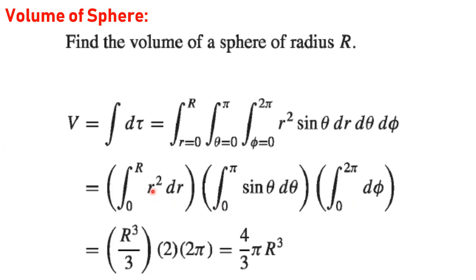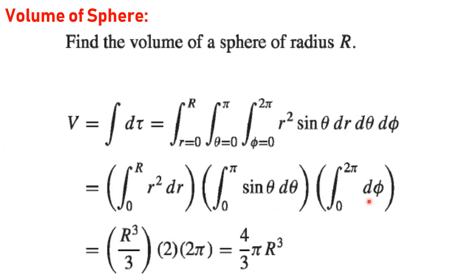This integral will give me r cubed by 3. When I put the limits, capital R for r and 0 for the other, I'll get this term, r cubed by 3. When I do this integration, I'll get cosine theta. And when I apply the limits, I'll get 2 from this bracket. You can verify this, it's very simple.